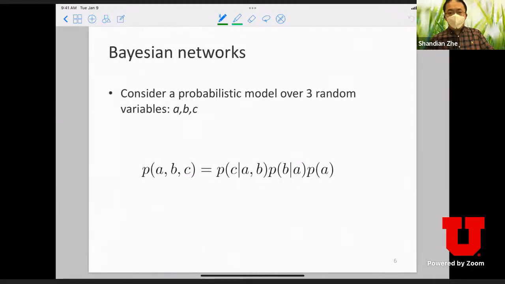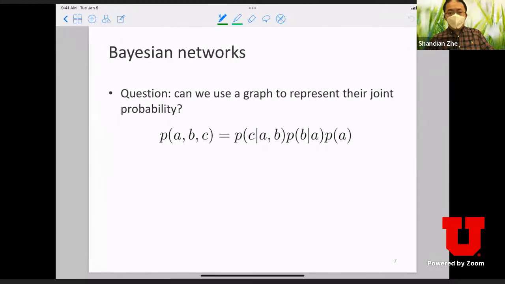So now, for a concrete case, consider a probabilistic model over 3 random variables, A and B and C. So we can write down its joint probability as the marginal distribution of A, and then the conditional probability of B given A, and the conditional probability of C given A and B. Of course, there are multiple ways to decompose this joint probability. Let's just choose an arbitrary one, starting from A, and then given A, sample B, and given A and B, sample C. Okay?